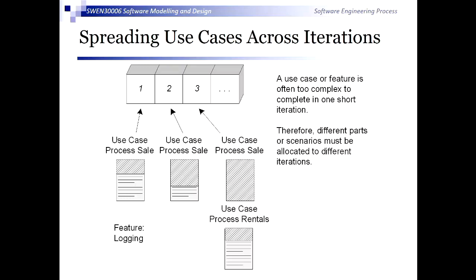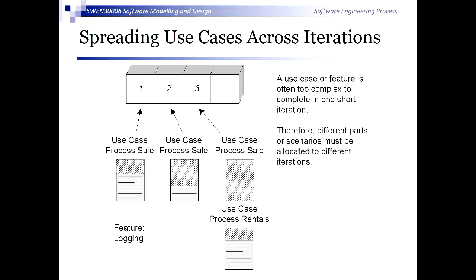So it may be the case that we're doing a fairly complex use case like processing sales, and we will do some features of process sale in one iteration, and we might do something else like logging, which cuts across lots of aspects of our system. So we're going to implement that logging feature, an initial cut of process sale, and then in iteration 2 we're going to do further work on process sale. And we'll ultimately finish that off, and then we can combine that with starting on other use cases.